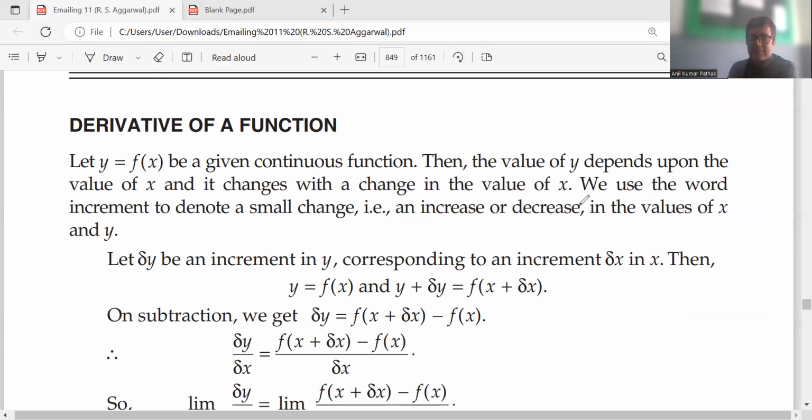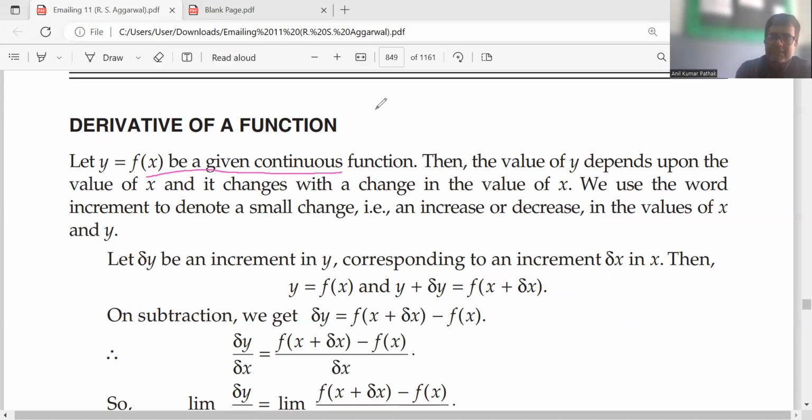But for this class, we will discuss finding the derivative of a given function or many functions with the basic principle, that is called the first principle. Before that, we understand what the derivative is. The first condition is that f(x) is a given continuous function.